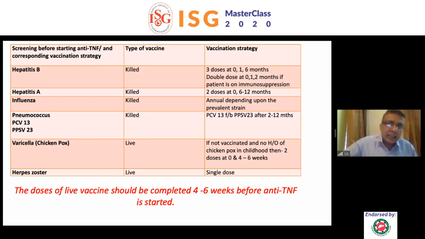That is, we vaccinate them. And if you're going to vaccinate them, then remember that live vaccines require a minimum gap of 4 to 6 weeks before you start immunosuppressive therapy in terms of high dose steroids or in terms of biologics. Whereas killed vaccines may be given, although their efficacy may be less.